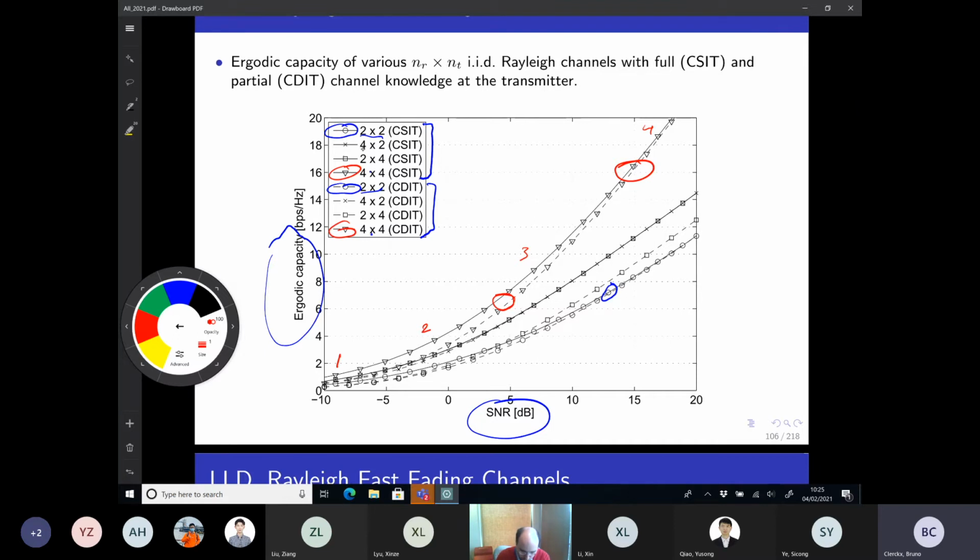Good, and then you can do the 4x2 and the 2x4. So if I have 4 receive antennas and 2 transmit, or if I have 2 receive and 4 transmit, and I still have CSIT, this is here. So this is in green, those two, they're here.